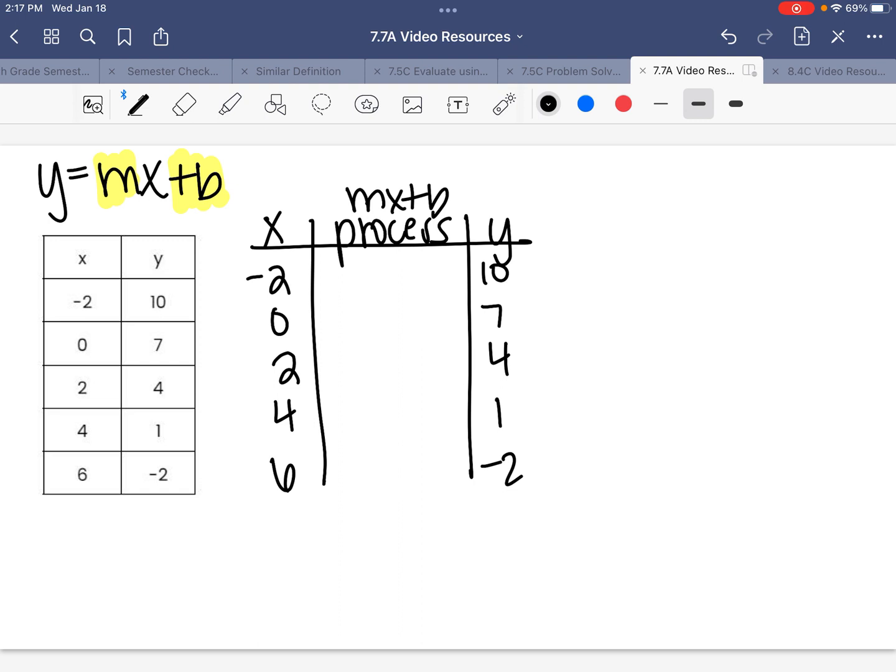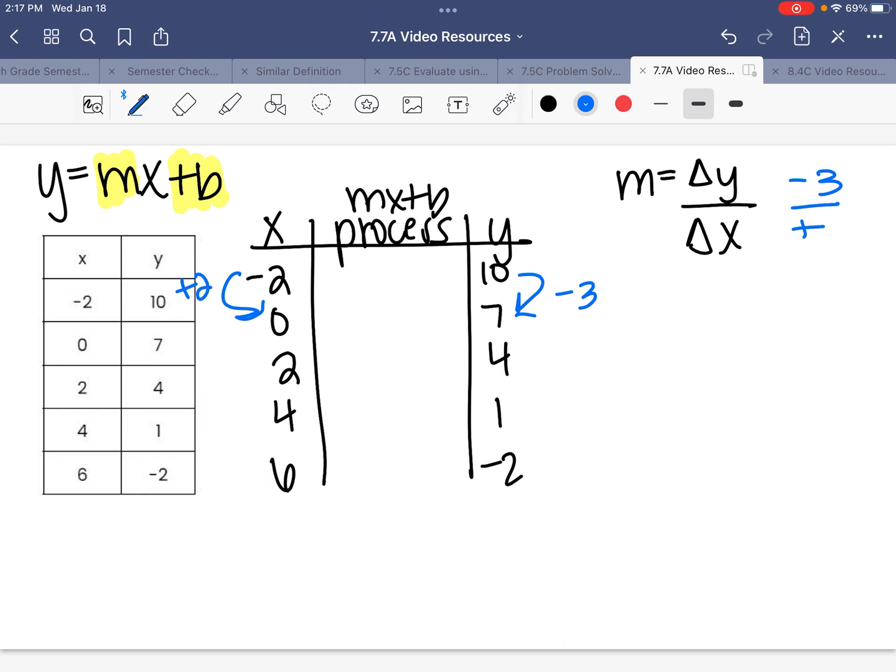And now I remember that if I have all my coordinate pairs, I can find that rate of change. And that rate of change, which is the comparison of how y changes as x changes. And so I see that y goes from 10 to 7, which is a decrease of 3. And then as y decreases by 3, x increases by 2. So I can leave this rate of change as a negative 3/2, or I can also put it as a decimal of negative 1.5.